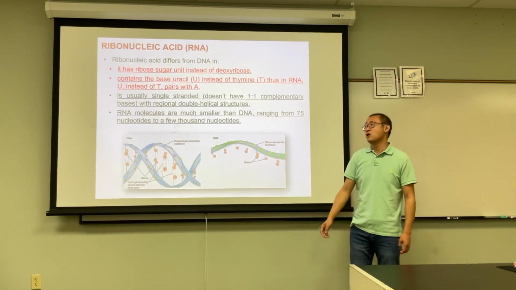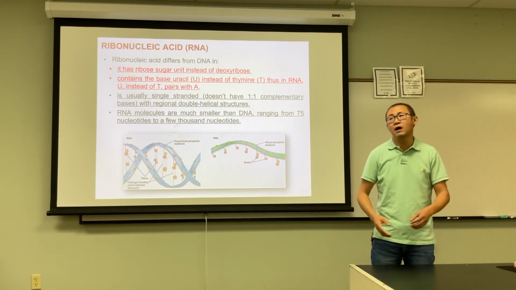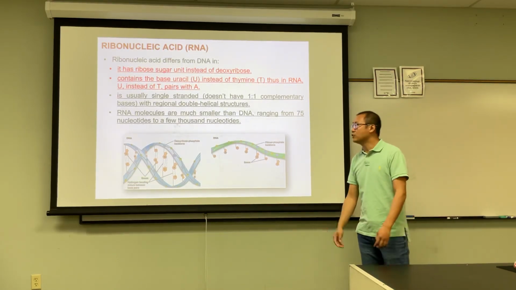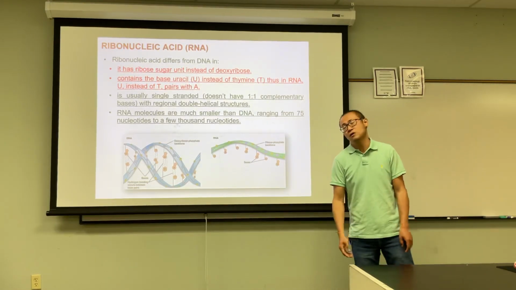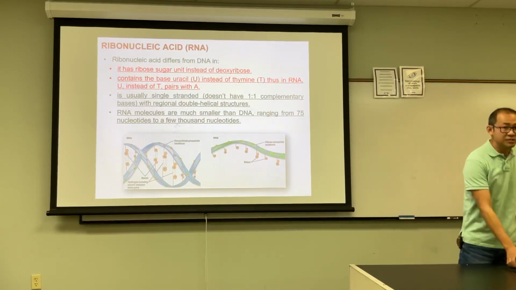Okay, and the last one, RNA molecules are normally much smaller than DNA. DNA is a huge molecule. RNA molecules are small, ranging from 75 nucleotides to a few thousand nucleotides. Compared to DNA, RNAs are very small. So these are a few differences between RNA and DNA.